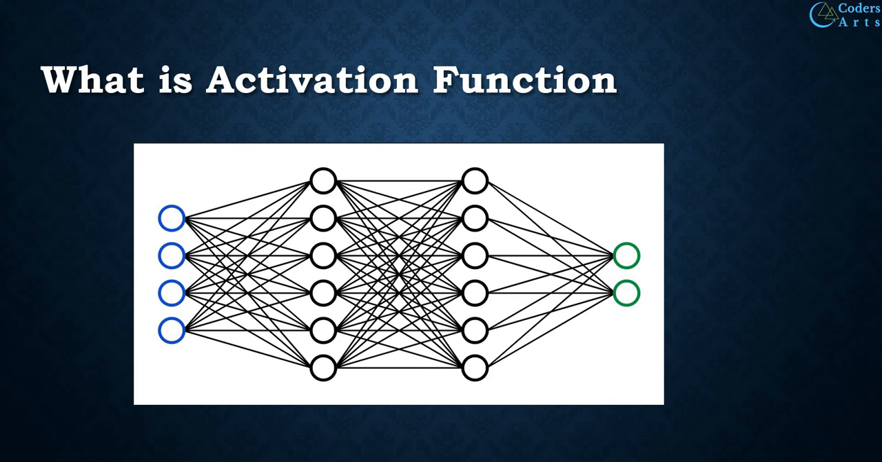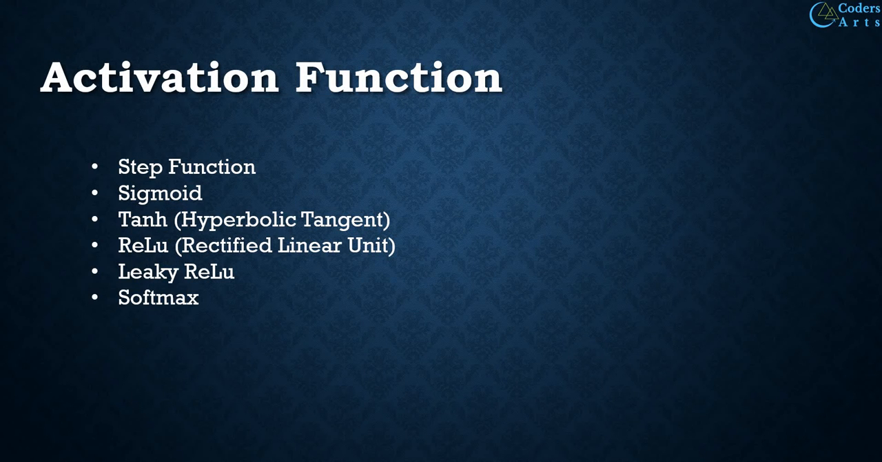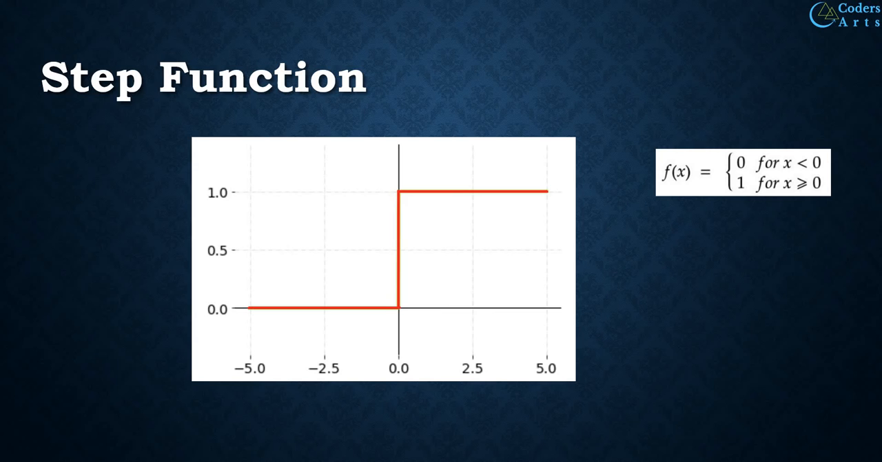So there are different kinds of activation functions: step function, sigmoid function, tanh, ReLU, Leaky ReLU, and softmax. Step function: this activation function compares the input value with a threshold value. If the input value is greater than or equal to the threshold value, the neuron is activated. If the input value is less than the threshold value, the neuron is not activated. It means the output is not sent to the next or hidden layer.